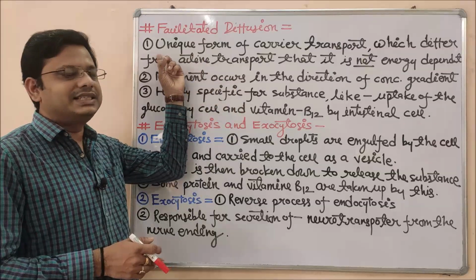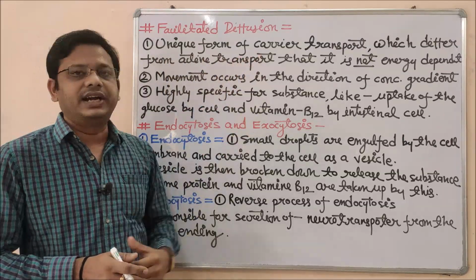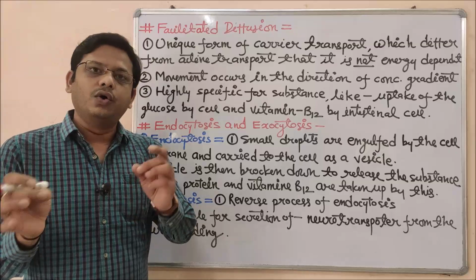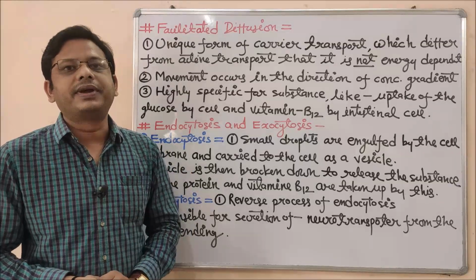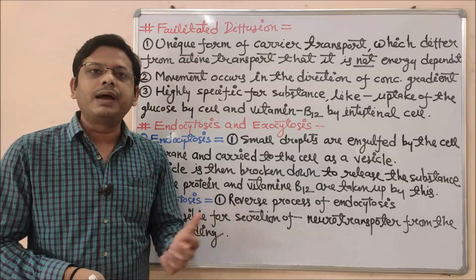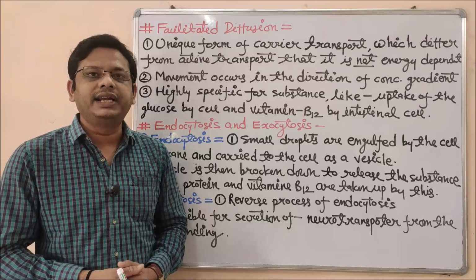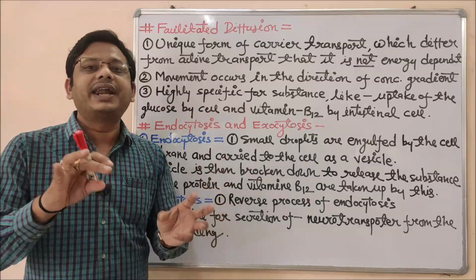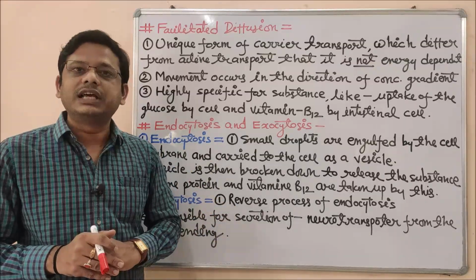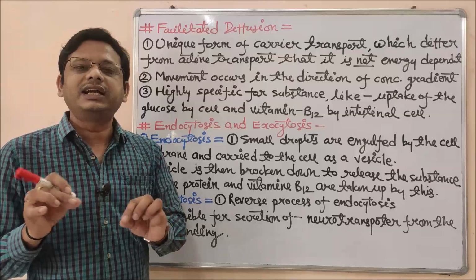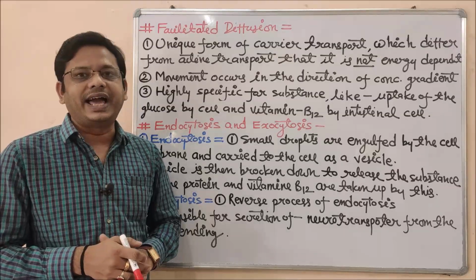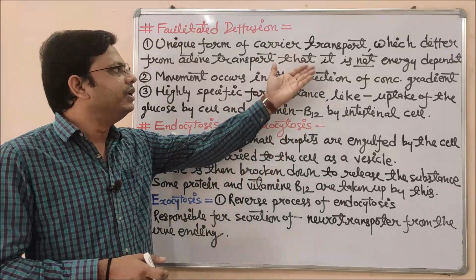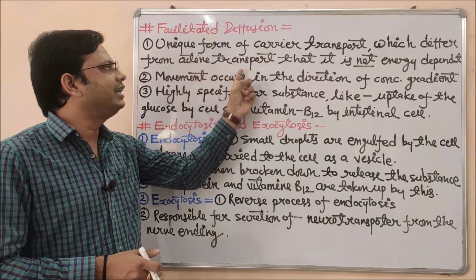So the first point says this is a unique form of carrier transport. That means it is a subtype of carrier mediated transport. We have explained the meaning of carrier mediated: something is happening with the help of a carrier, which carries it across the cell membrane. So facilitated diffusion is a type of carrier mediated transport system which is different from active transport.